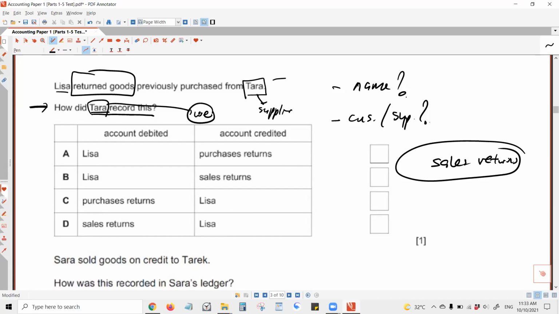Now, what are the double entries? Answer is D. Debit sales returns, credit Lisa. It's straight from the note and there is nothing to explain here. Double entries are just what they are. So the answer is D. Again, 5 to 10 seconds, then I move on to the next one.